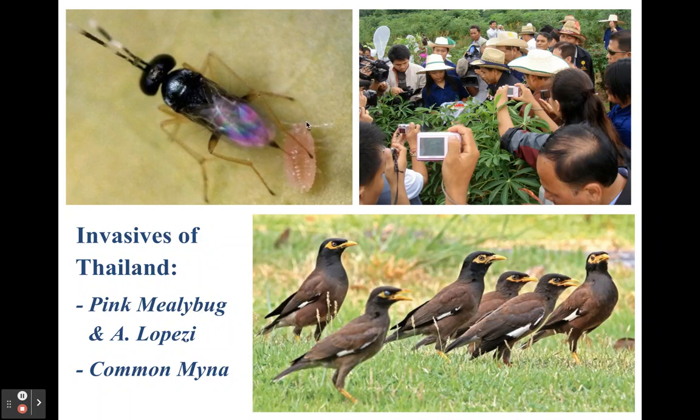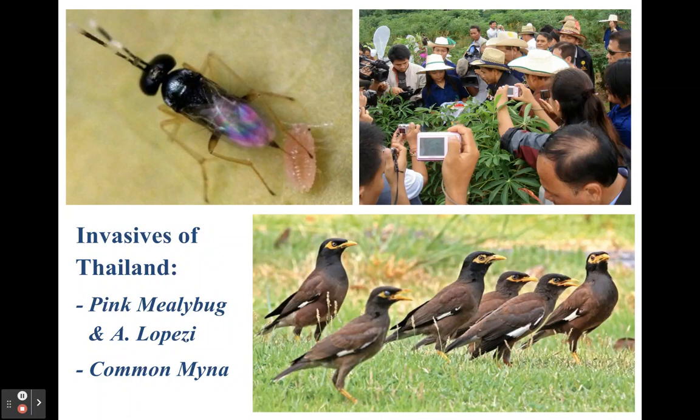It looks so tiny and harmless, but it has had a huge negative impact on the cassava plants that are a major product of Southeast Asia. And I believe Thailand, at least at some point in the recent past, has been, maybe still is, the world's leading producer of cassava. So these mealybugs have really had a negative impact on the cassava crops.